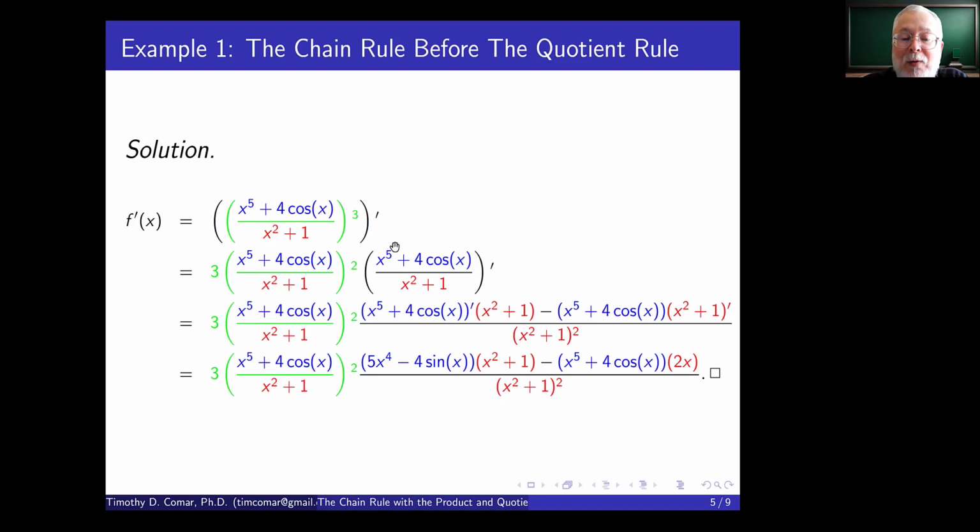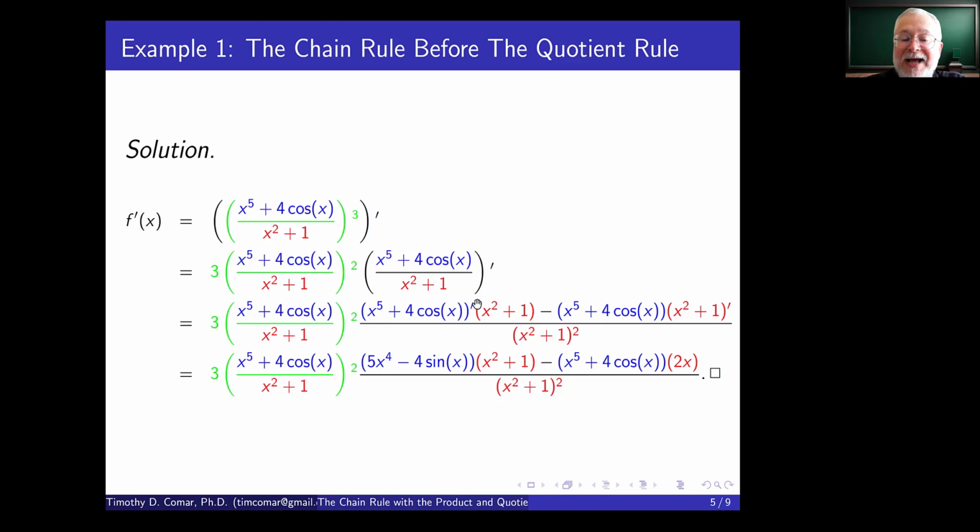Now, on the remaining part, we need to compute the derivative of x to the fifth plus 4 cosine x over x squared plus 1. And here is our color-coded quotient rule. So again, we have the derivative of the numerator function, x to the fifth plus 4 cosine x, times the denominator function, x squared plus 1, minus the numerator function again, x to the fifth plus 4 cosine x, times the derivative of x squared plus 1, all over that denominator squared, x squared plus 1 squared.